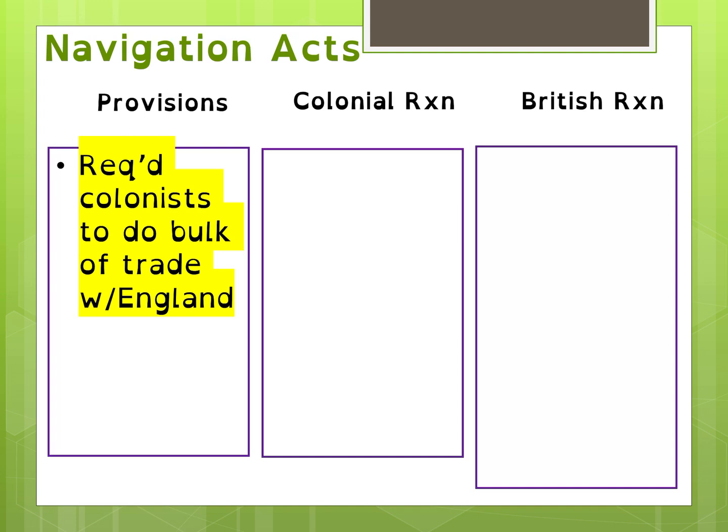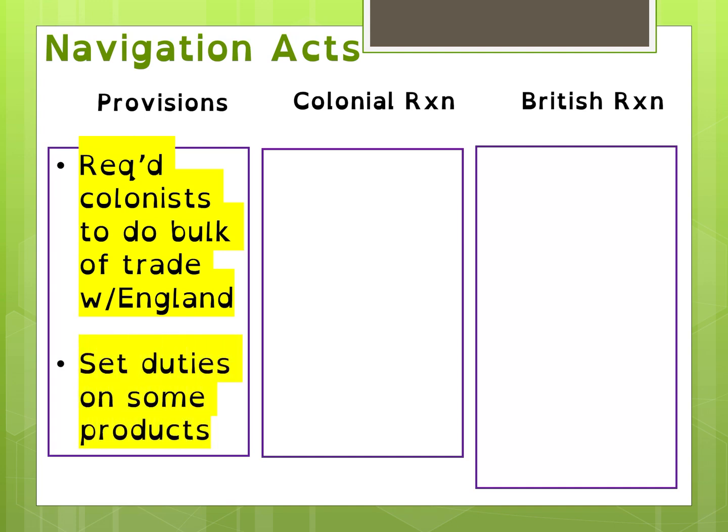They required the colonists to do the bulk of their trade with England. If they were going to trade with any other countries, they had to go through England so that England was getting a piece of the profit. They also set duties on some products. A duty is a tax. So this is how they are making money off of trade that is going to and from the American colonies. And this goes back to the 1600s when they first set up colonies in America. This is just the way it's always been.